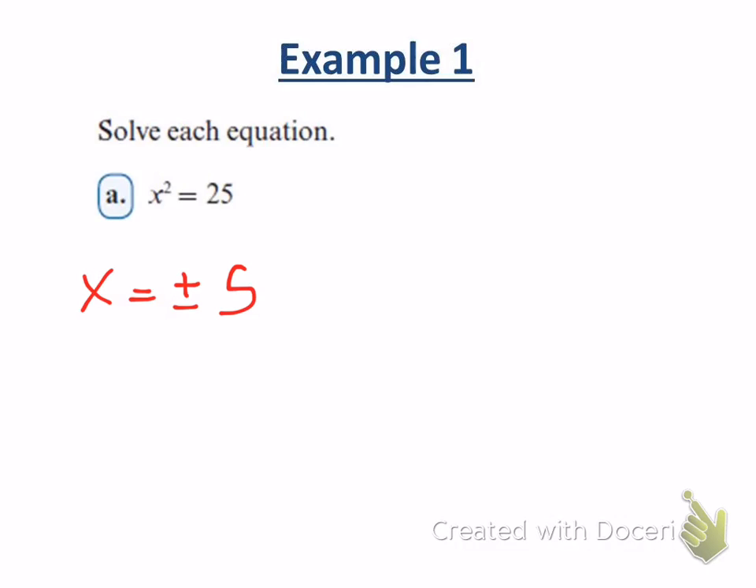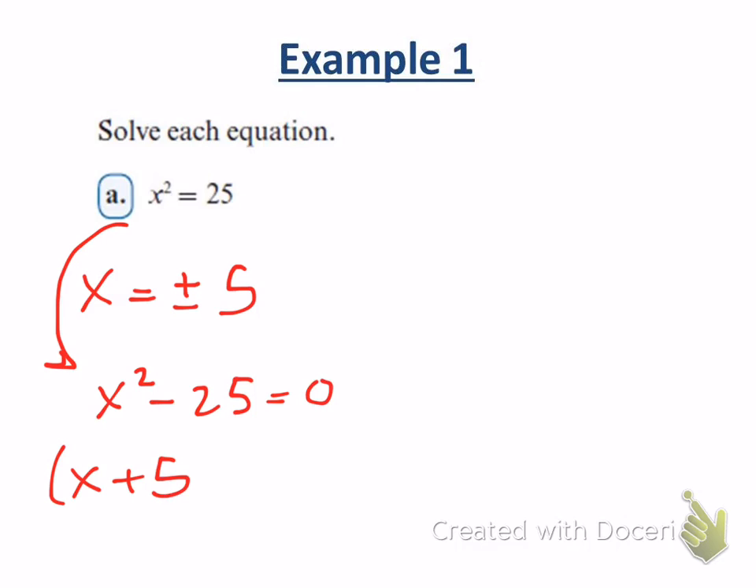All right? Now, we could confirm this by going back to what we did in lesson 91 and saying, okay, x squared minus 25 equals 0. X squared minus 25 would factor as what? X plus 5 times x minus 5. And we can see our two answers there by factoring also. Two zeros would be negative 5 and positive 5. All right? So let's have a look at another example here.